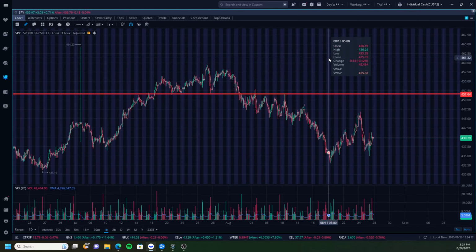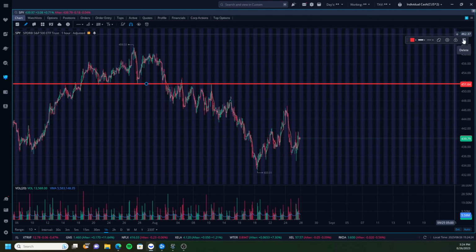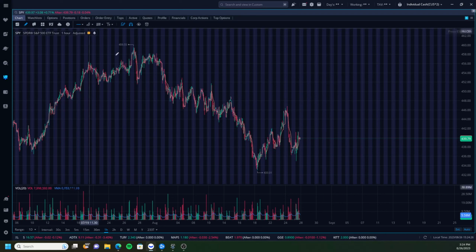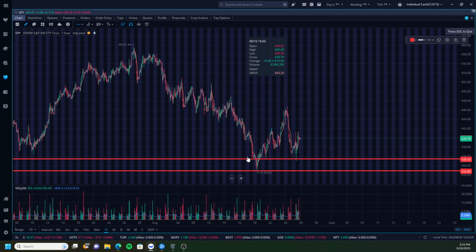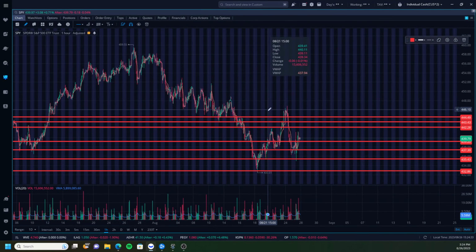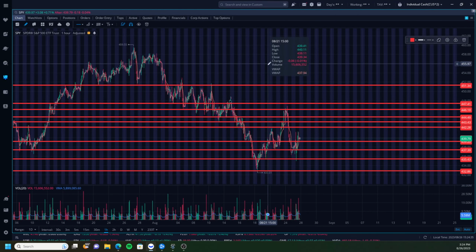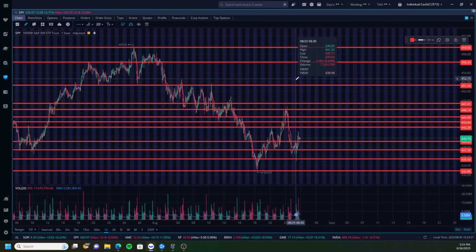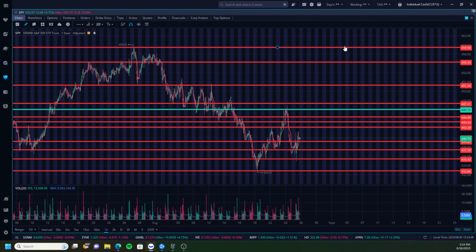Because you can do this all day long. I can make all kinds of resistances and all kinds of supports and all kinds of things. And how do I know which one? You get what I'm saying? How do I know which one to use? I don't. That's the thing. So either you have to get better at making each one significant, like, oh, green means it's more significant than yellow.